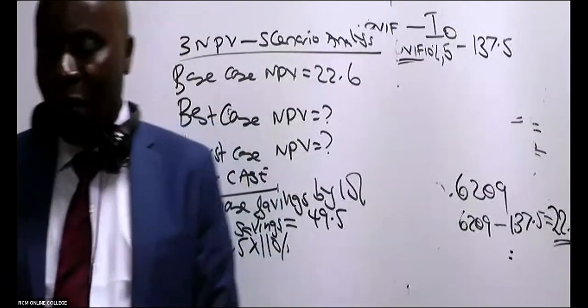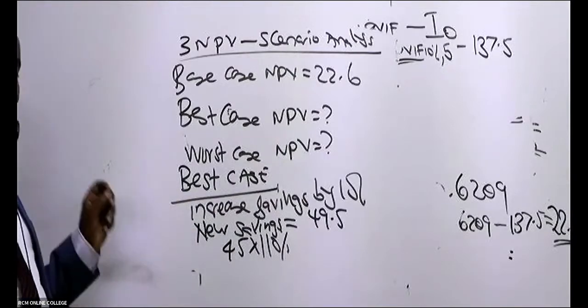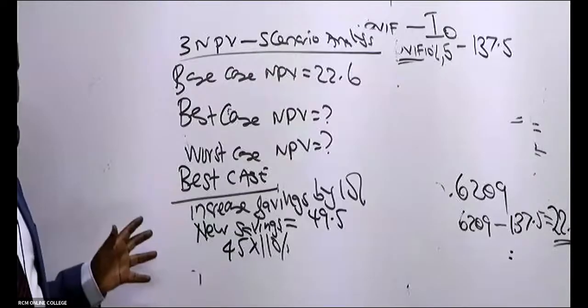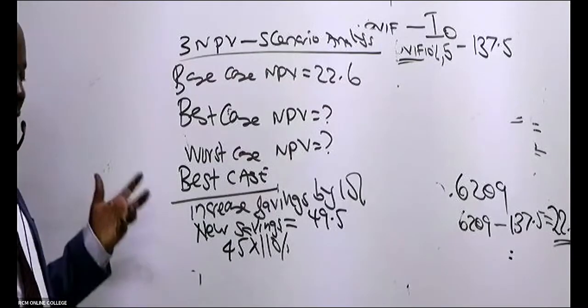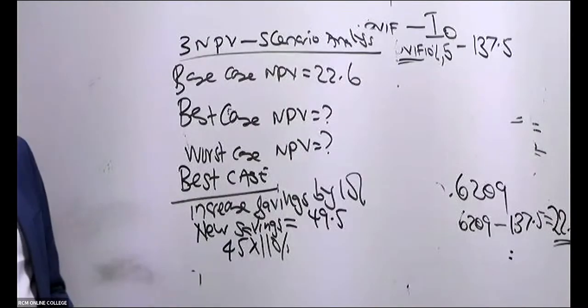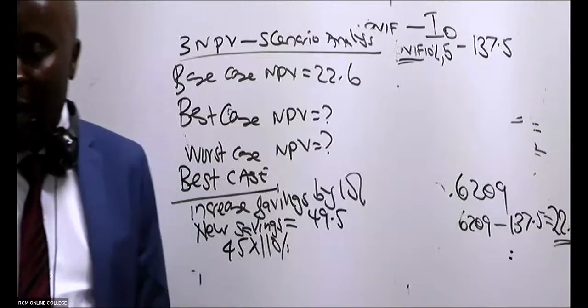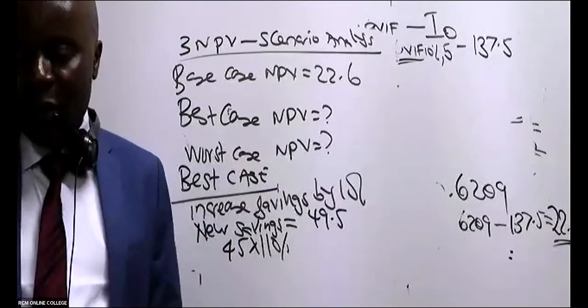So now remember, we are working with 49.5. Why am I using 10%? It's because they have told us that the variation is 10%, the increase, because we are working with the best case. So I'm giving you exactly 5 minutes. Try your very best and give us the new net present value.